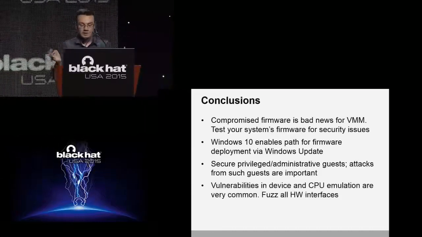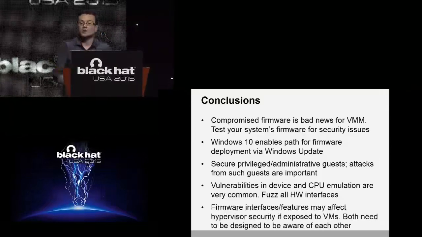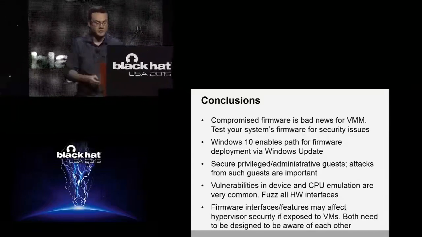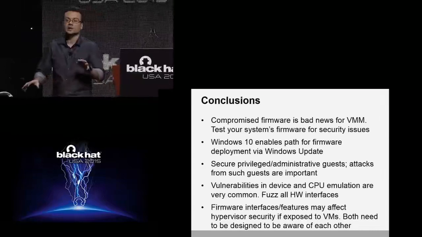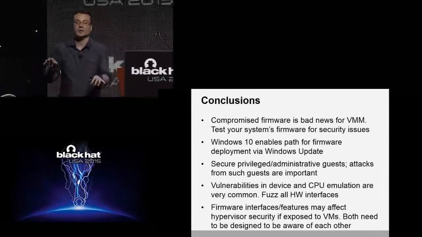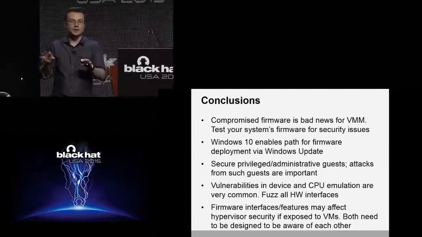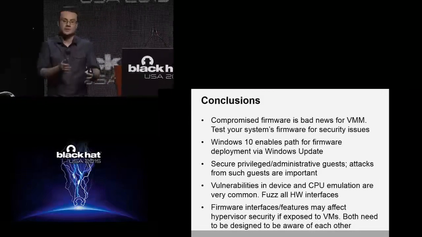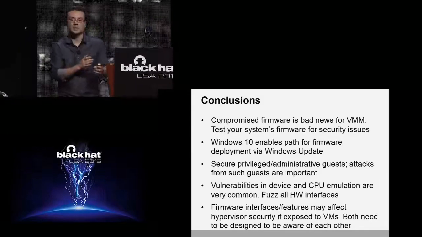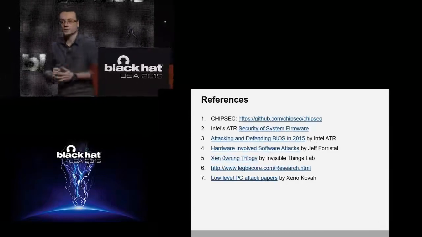The vulnerabilities in the device and CPU emulation are very common, so we need to fuzz the emulation interfaces. And the firmware interfaces and features may affect hypervisor security if exposed to the guests. So both hypervisors and firmware need to be designed to be aware of each other. Even if the firmware is free of vulnerabilities, the firmware can be used as a proxy, as a confused deputy, to attack the hypervisor from within the virtual machine. And with that, I'm concluding this presentation. Thank you.